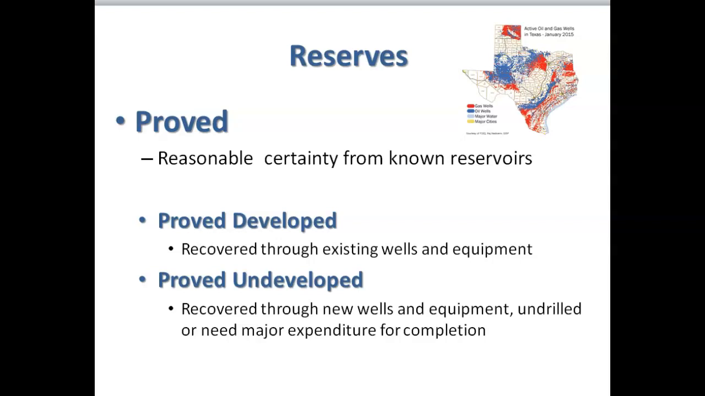Basically, proved versus unproved. To have a proved property, it has to have reasonable certainty that there is some product from known reserves. This can be further categorized into proved developed, that can be recovered through existing wells and equipment on the property, and proved undeveloped. It can be recovered through new wells and equipment, is undrilled, or needs major expenditure for completion.